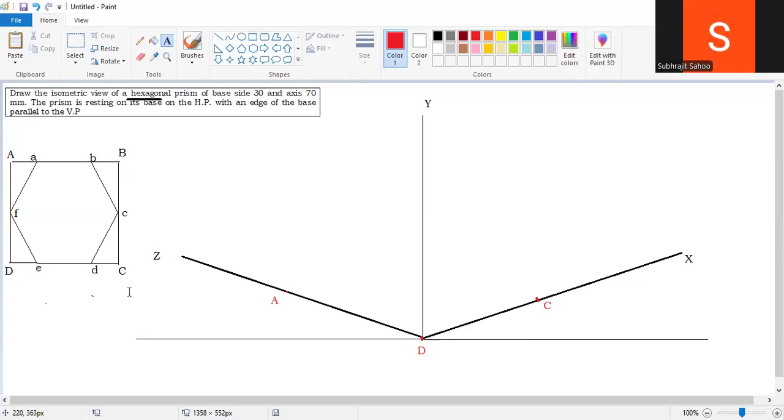Right. Then what you will do next? Next step. Join from A point and extend the line. Remember, this line and this line should be parallel. This line and this line should be parallel. Next, from C point, extend the line.